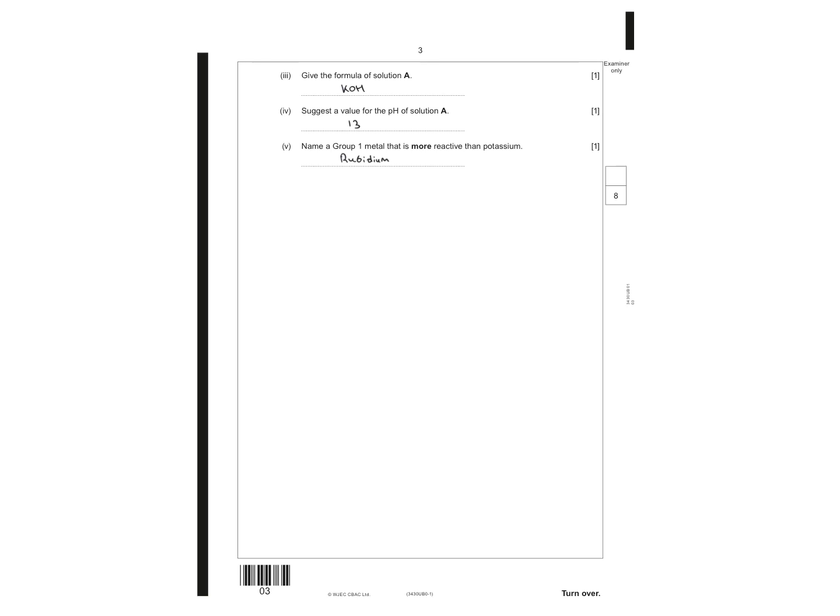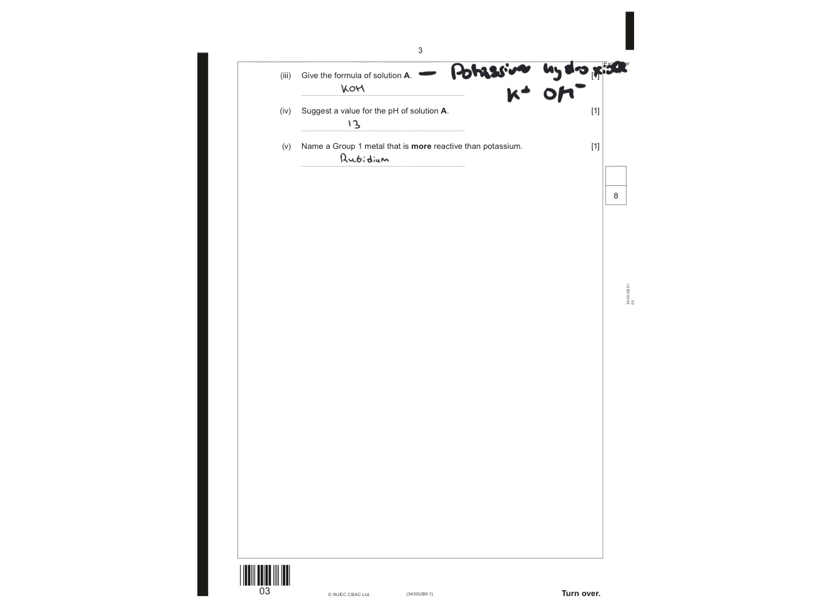The next one was give the formula of solution A. Now, if you look back, solution A is from potassium with water, so it's going to be potassium hydroxide. Remember, to find the formula, we need to do top swap drop, and I can see that potassium is K+ and hydroxide is OH-.